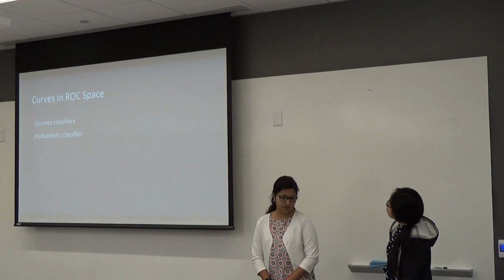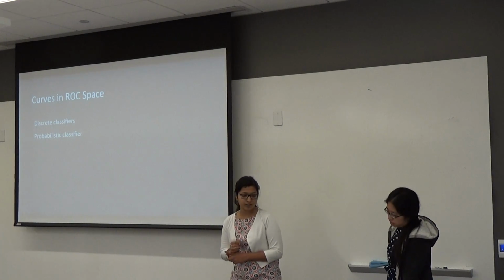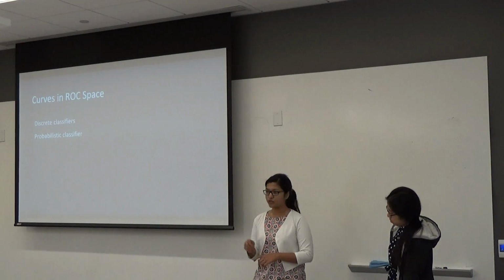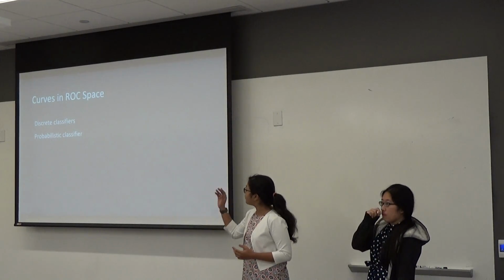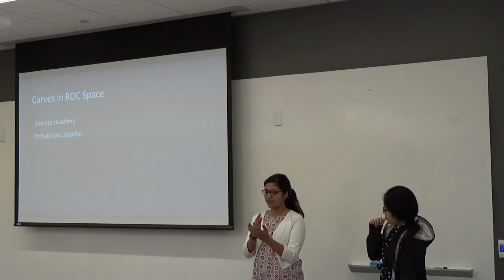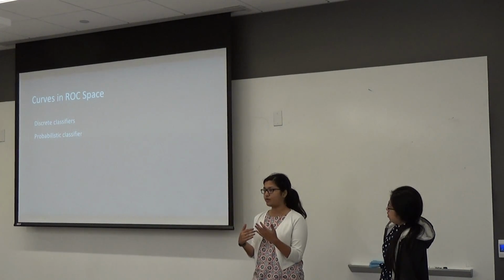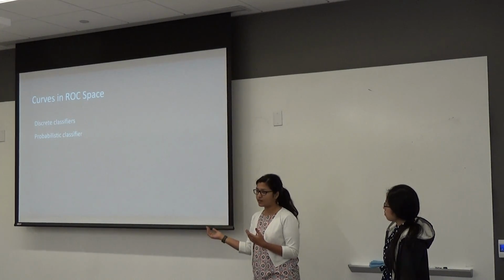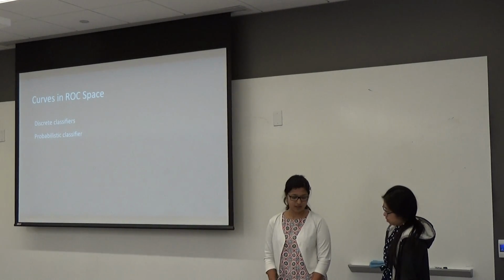And then curves in ROC. There are two classifiers which have been discussed in the paper. The first one is the discrete classifier and the second one is the probabilistic classifier. The discrete classifier is plotted as a single point with the TP rate and FP rate on the graph. For the probabilistic classifier, you have something called a threshold. If a value is above the threshold, you classify it as positive, and all the values below the threshold are classified as negative. By varying the thresholds, you get the ROC curve. Then we try to analyze the area under the ROC curve, which will be covered by Rumi.